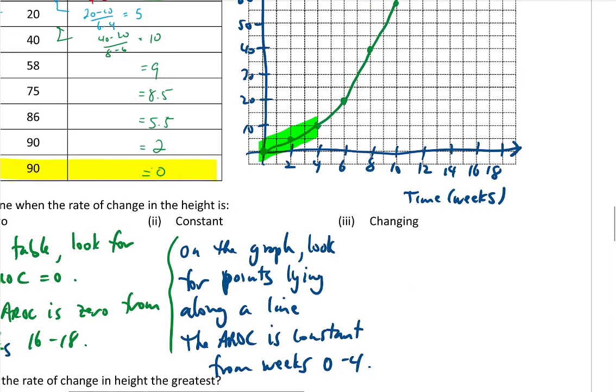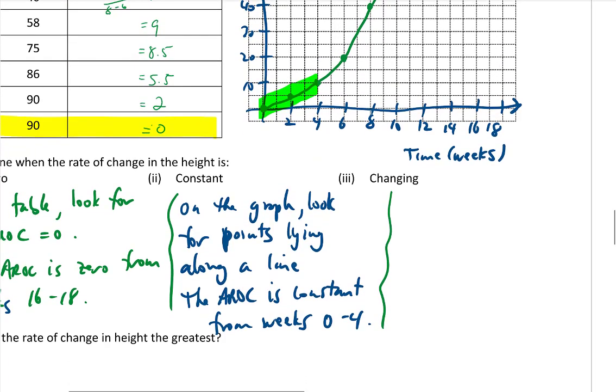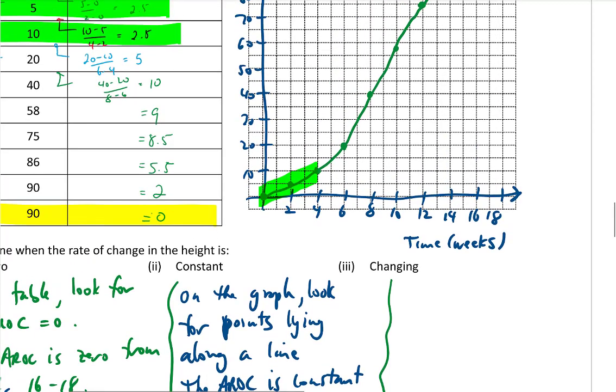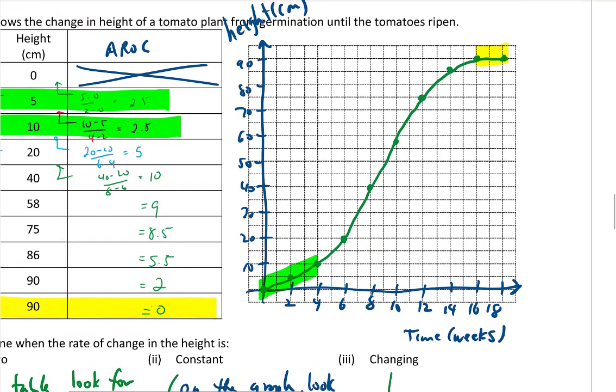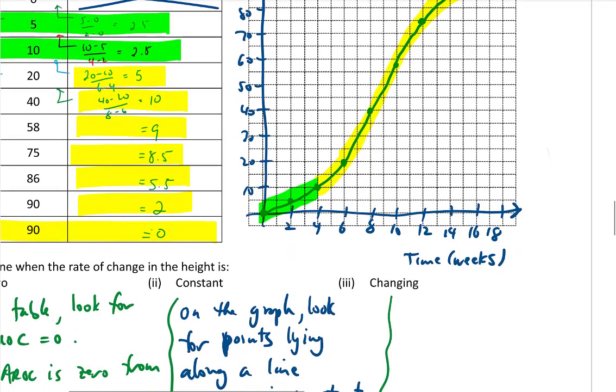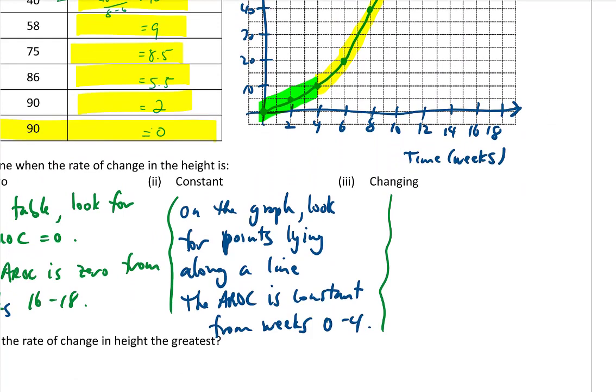And the last one, when is the rate of change changing? Well, that would be for the rest of the graph where it's not 0 and it's not the same. So going all the way from weeks 4 to 16, the rate of change is changing. And the rate of change is changing when the vertical distance between two consecutive points change. So if you look at the rate of change, notice it goes from 5 to 10 to 9 to 2.5 to 5.5 to 2. All those numbers are different, so that is where the rate of change is changing.